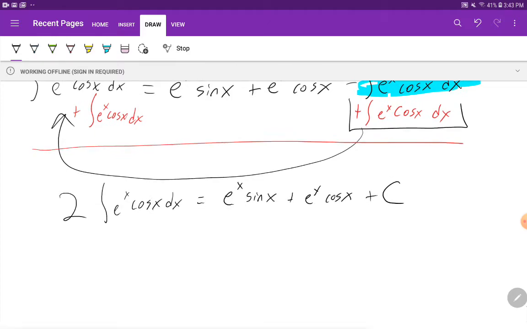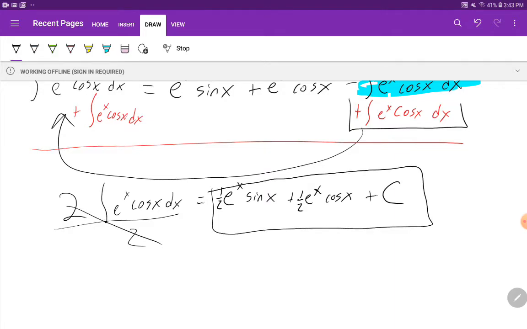And we're just one step away, right? All we have to do is divide everything by 2. Divide by 2. Divide by 2. The c just ends up being another c. And you're left with the final answer. This guy right here. Right?